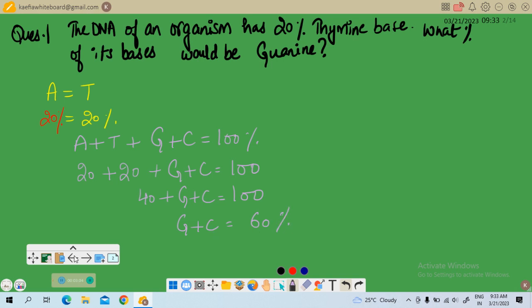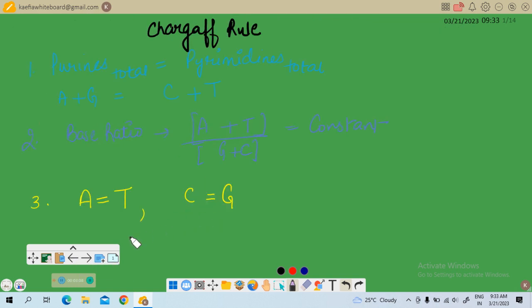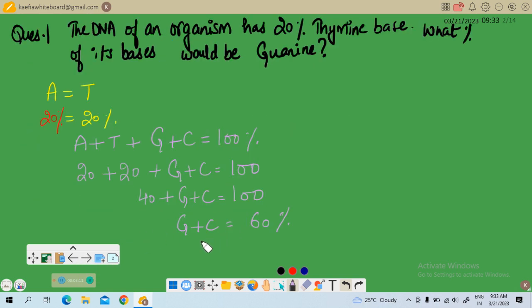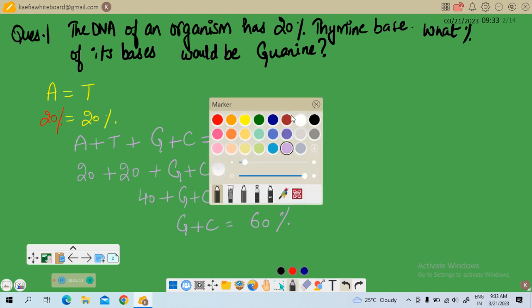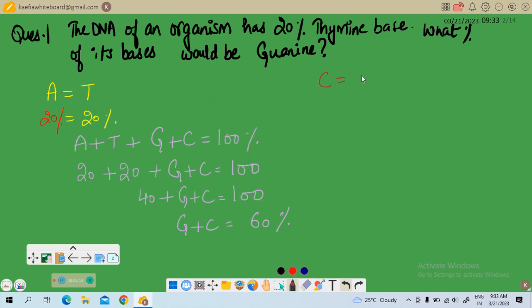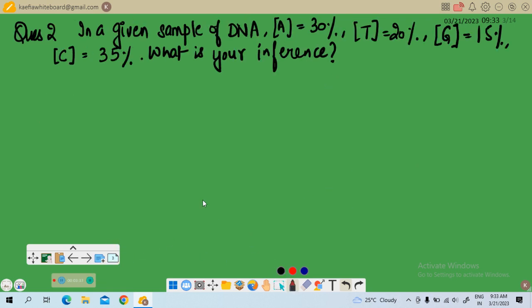So now we know C is equal to G. That means 60 divided by 2, half. So C is equal to G, that is 30%. Here they are asking about guanine, so guanine is 30%. Okay, coming to the next question.